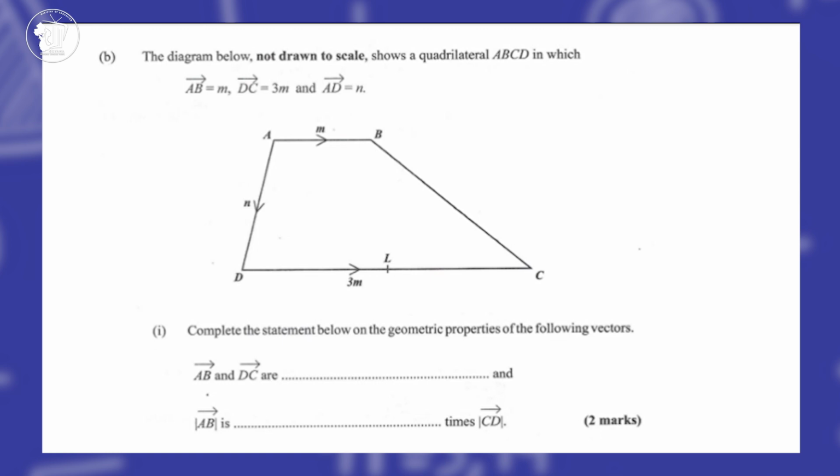It says complete the statement below on the geometric properties of the following vectors. So it says vector AB and DC. So we see AB is m and DC is 3m. Because of one being a scalar multiple of the other, we can say AB and DC are parallel.